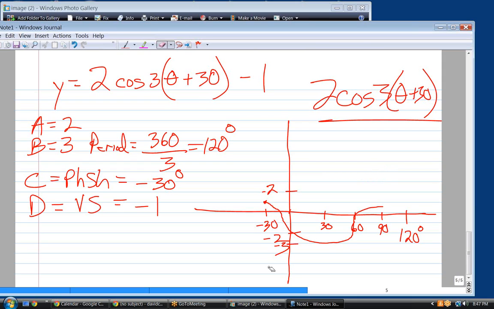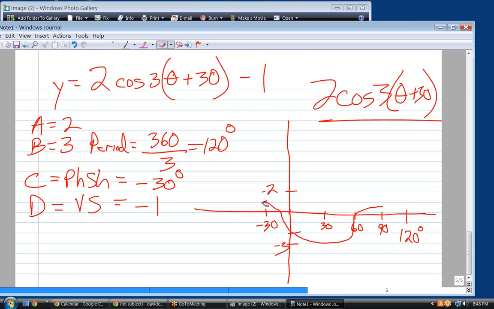Plotting these can be a little tricky as to where you begin, and there are lots of different ways to plot it with a phase shift. I used to plot phase shift by plotting the unphase shifted curve first and then moving it left or right by the phase shift. I'm just trying to draw a parallel. But I've since discovered that this is a better way to do it.